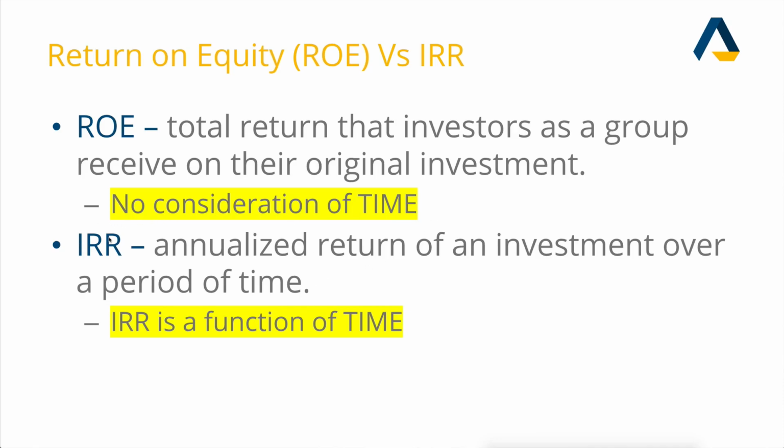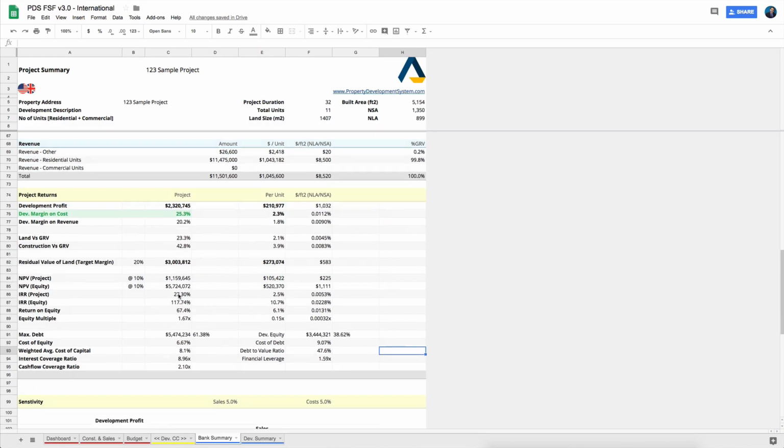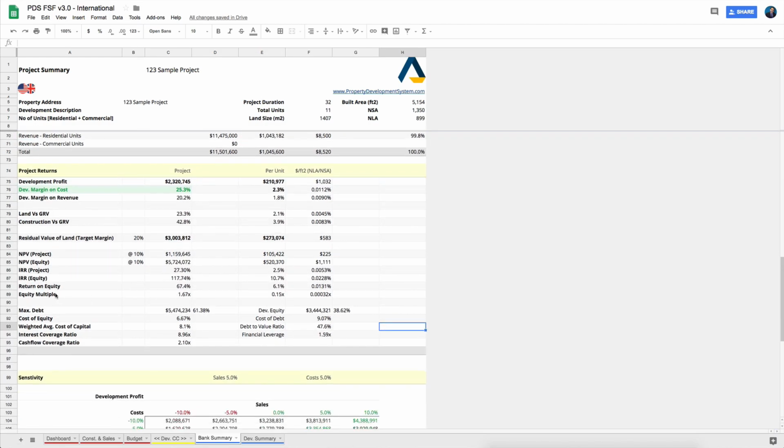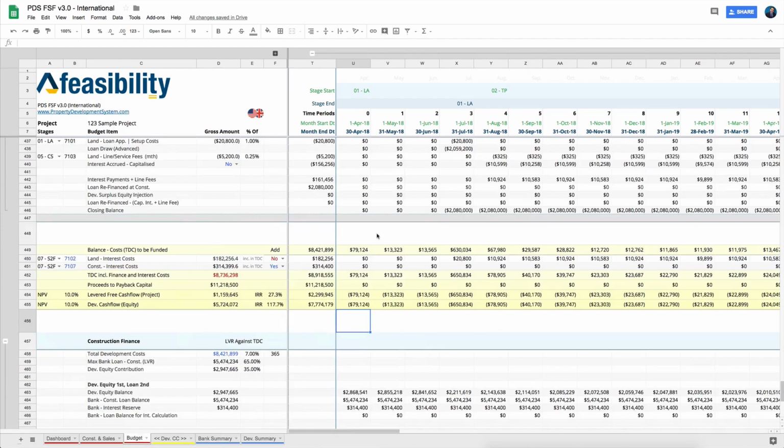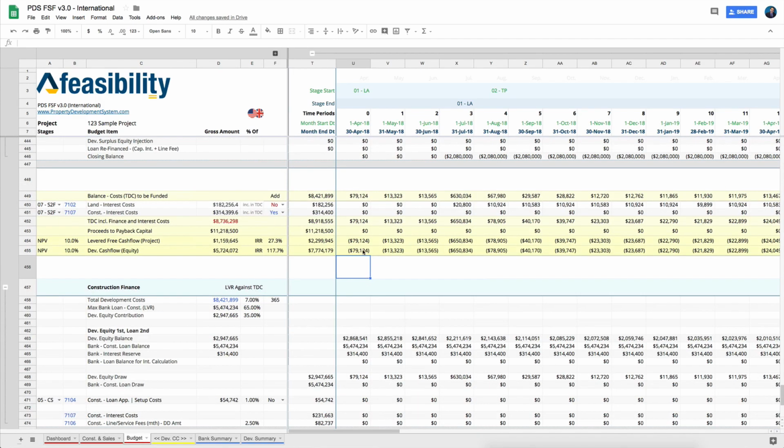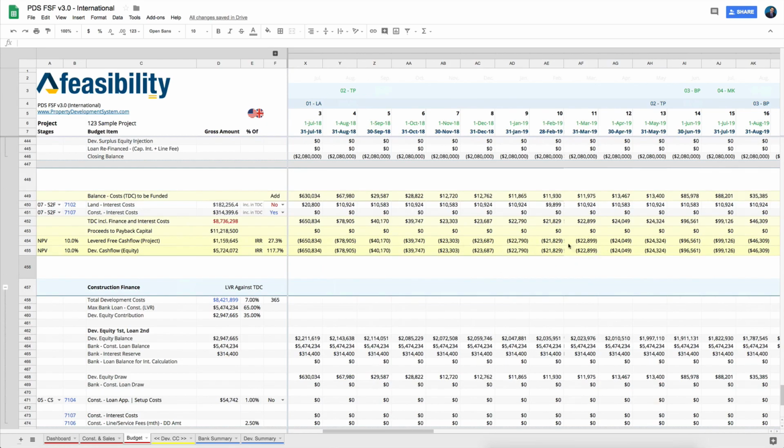The internal rate of return is the annualized return of an investment over a period of time, and IRR is inherently a function of time. That is what's in its DNA. So that is why these numbers come out different, and IRR comes out higher. The reason is that if you look at the project timeline, all my money didn't go into the first month. It went in over a period of time, on a monthly basis.